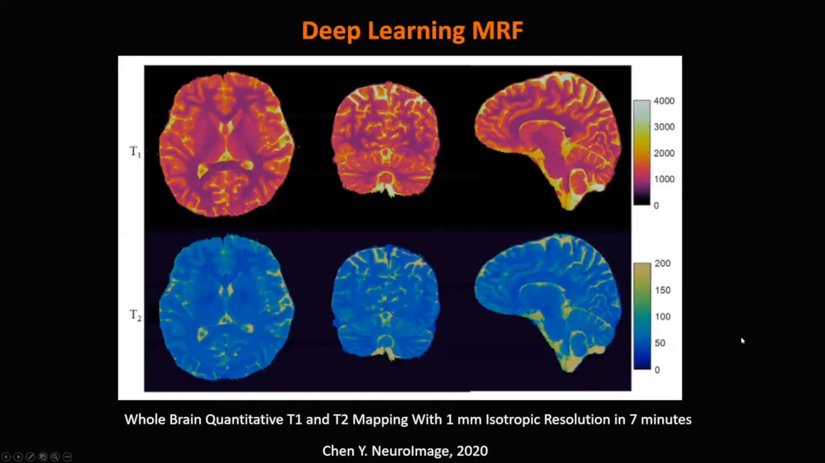This is one example of deep learning MRF, which directly predicts the T1, T2 maps from the reconstructed images. This is work developed by Dr. Chen. By using deep learning MRF, they were able to generate T1, T2 maps of the entire brain with 1 millimeter isotropic image resolution in only 7 minutes.